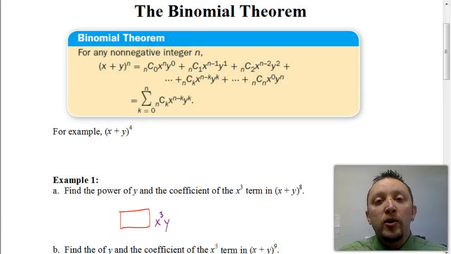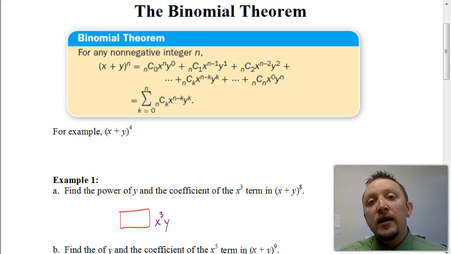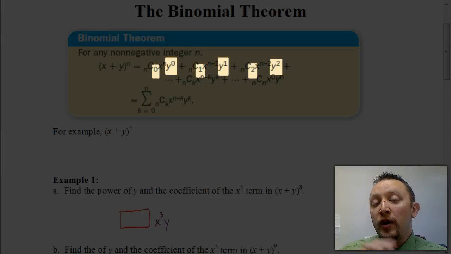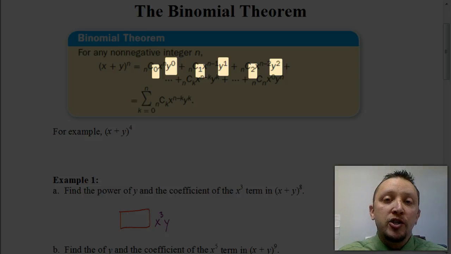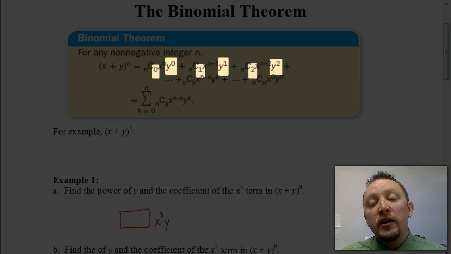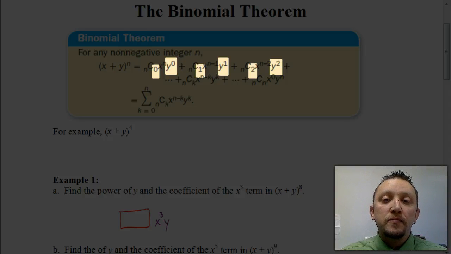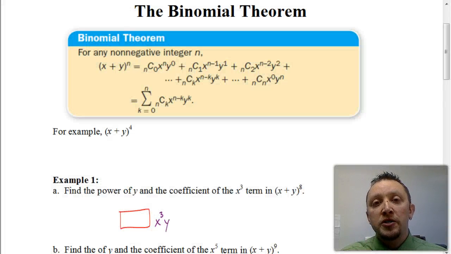Something else that's important to understand is that the exponent for the y and the r value for n choose r are always the same. When we look at that first term with our coefficient, the r value is 0, and our exponent for y is 0. When we look at the next term, our value for r is 1, and our exponent for y is 1. And the next one would be n choose 2, and our exponent for y is also 2. So that's also important to understand.